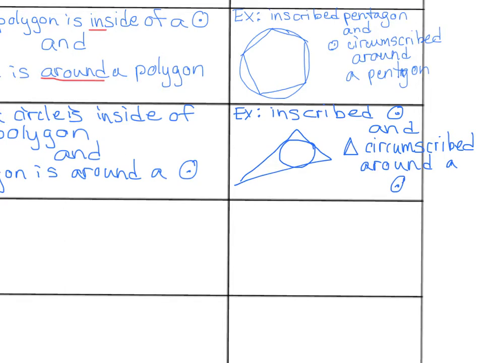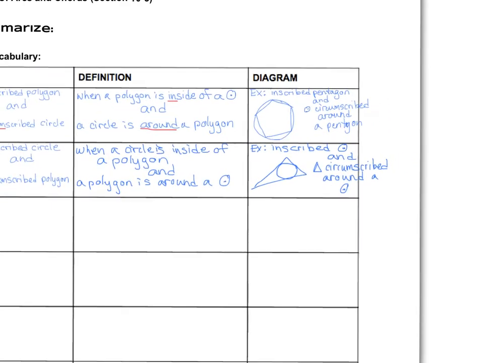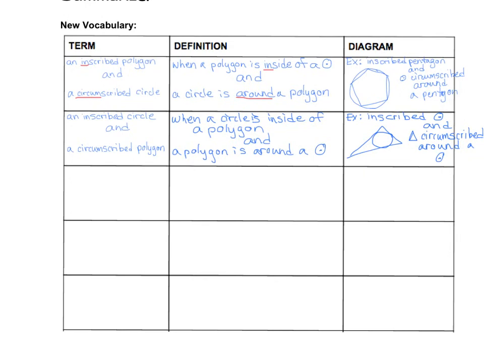And we'll go back and just highlight those prefixes again on the second definition set there. Whenever we're talking about an inscribed circle, that's when the circle is on the inside. And whenever we're talking about a circumscribed polygon, that's when the polygon is around the figure, the circle. Okay? All right, so let's keep going.